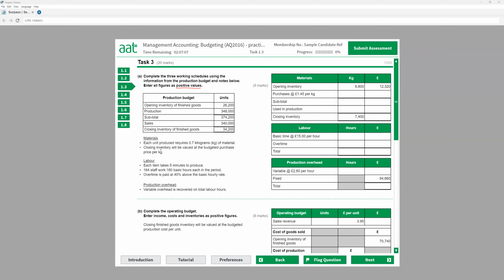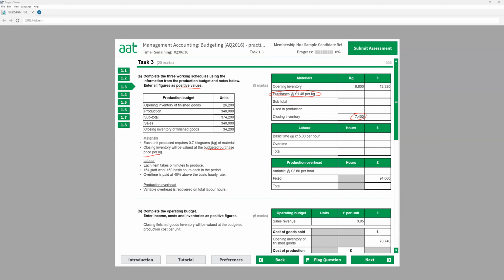Material: each unit produced requires 0.7 kilogram of material. So to make 1 unit, we need 0.7 kilogram. Closing inventory will be valued at the budgeted price per kg. The closing inventory we have is 7,400 kilograms. To value it, we're going to use the budgeted price per kilo, which we can see here is 1.45.